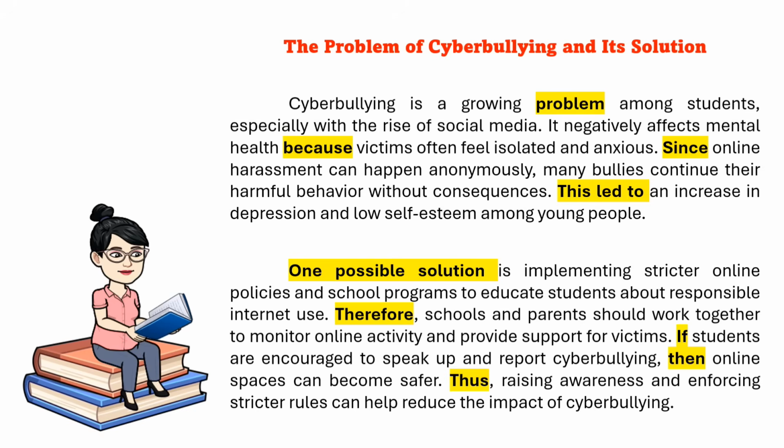One possible solution is implementing stricter online policies and school programs to educate students about responsible internet use. Therefore, schools and parents should work together to monitor online activity and provide support for victims. If students are encouraged to speak up and report cyberbullying, then online spaces can become safer. Thus, raising awareness and enforcing stricter rules can help reduce the impact of cyberbullying.